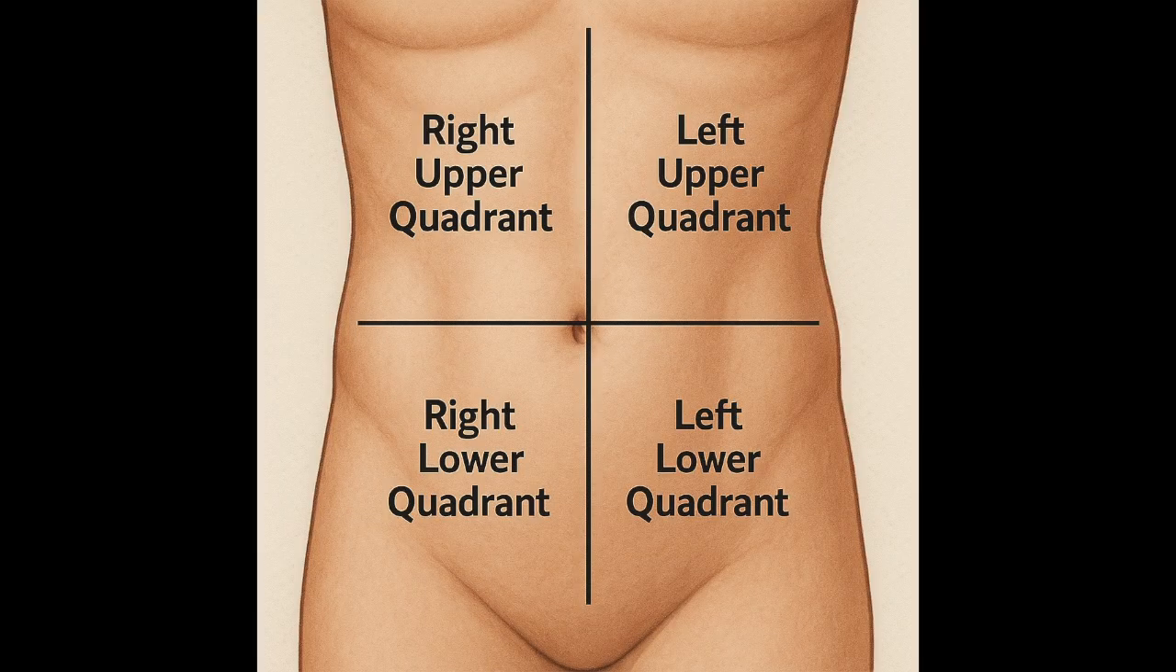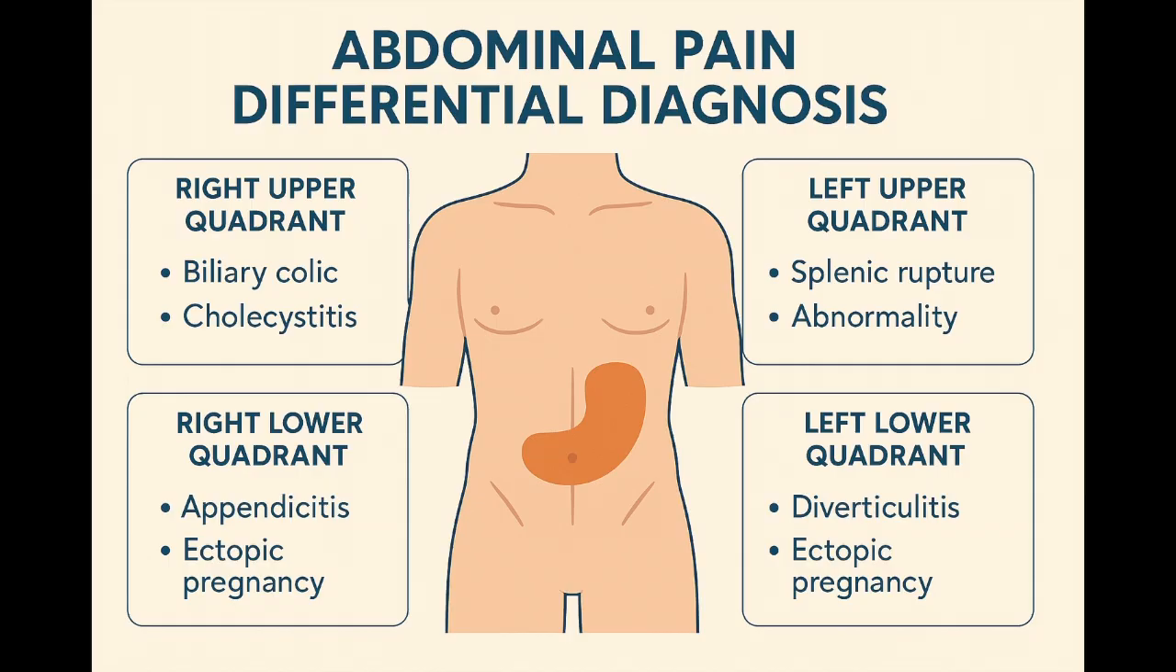So what do we actually do? First, divide the abdomen into 4 quadrants. Each one has its usual suspects. Right upper quadrant, think biliary colic or cholecystitis. Right lower quadrant, appendicitis or ectopic pregnancy in women of reproductive age. Left lower quadrant, diverticulitis or, again, ectopic pregnancy. Left upper, maybe splenic rupture and trauma, but otherwise not much.